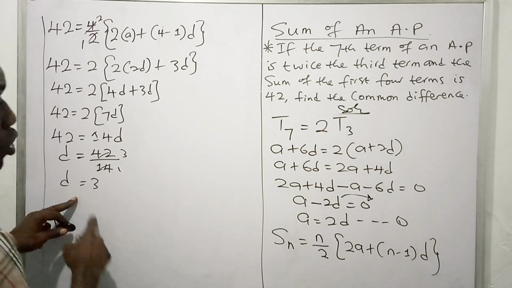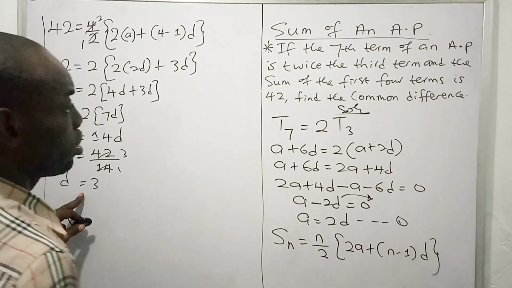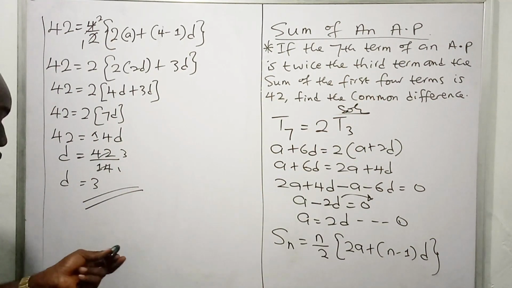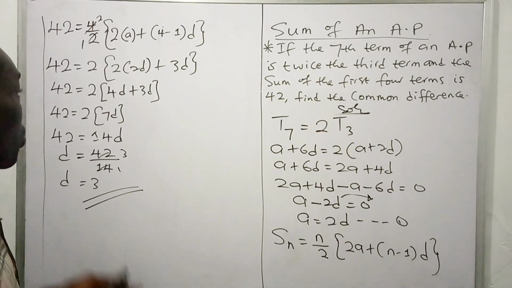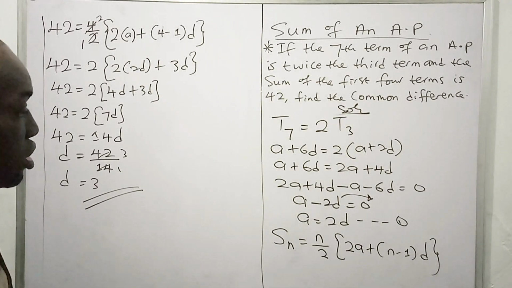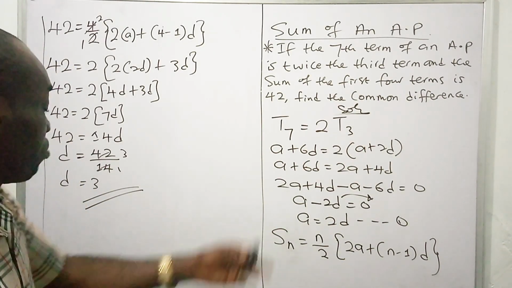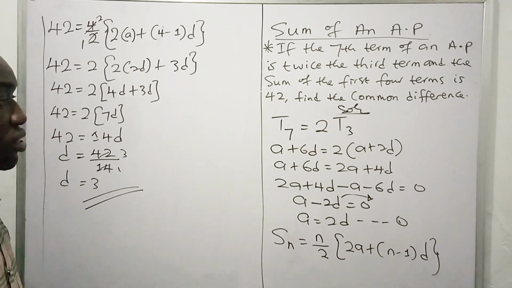So the common difference is 3, which is what we were actually asked to look for. So that's the solution to the problem. We were looking for the common difference, and we've gotten that already. Except you're asked to look for the first term, which is A, then you come here and put 3 here. So the value of your first term A becomes 6.